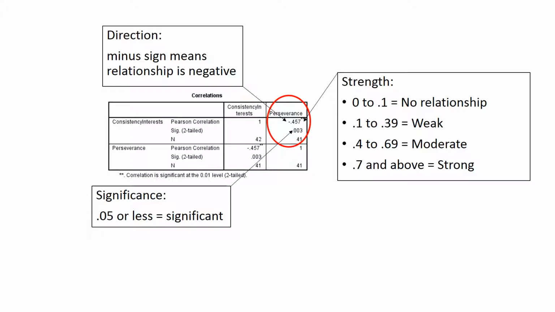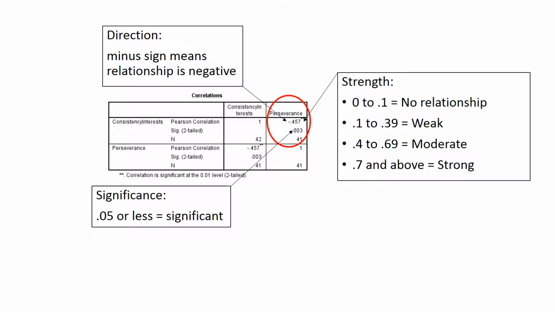That said, we can begin interpreting the output by locating the column for one of our variables and the rows for the second variable. The numbers where that column and those rows intersect are the results of the analysis on those 2 variables. So the numbers I've circled in the slide are the results of the correlation analysis for perseverance and consistency of interests. The direction and strength of the relationship are both found in the line labeled Pearson correlation. The level of significance is in the line labeled Sig two-tailed.